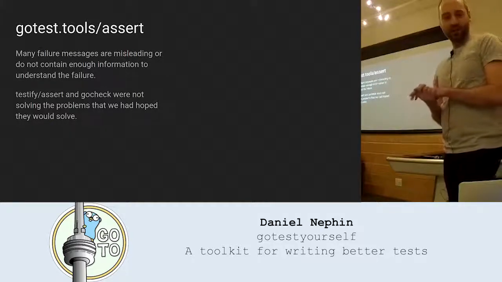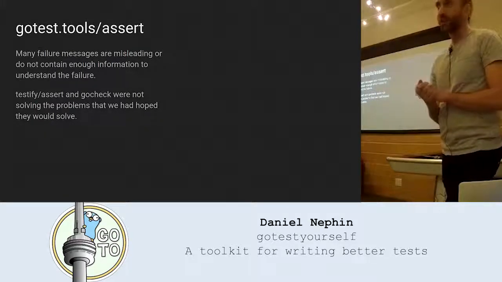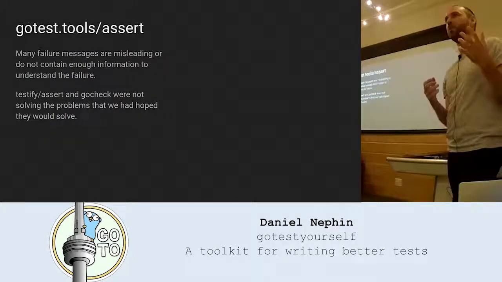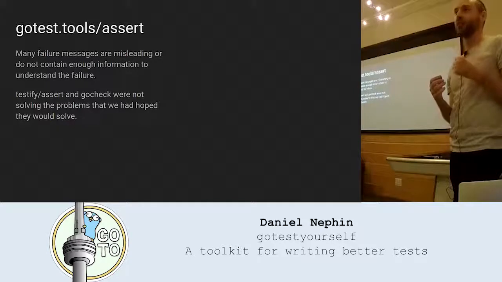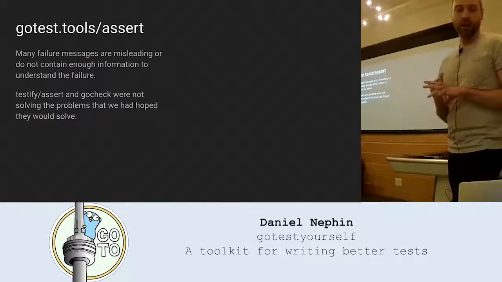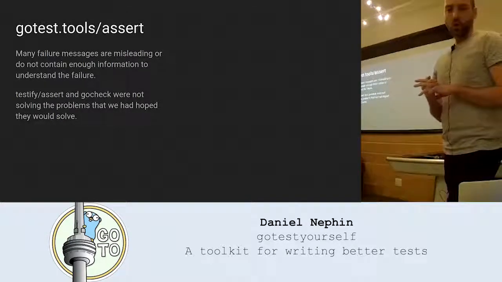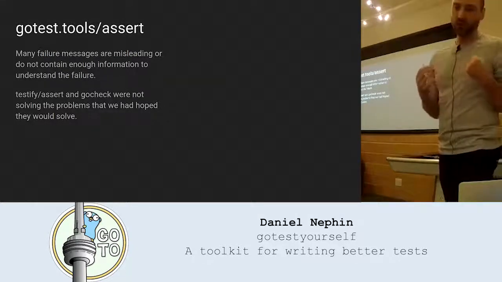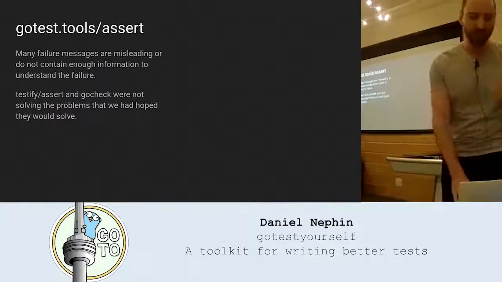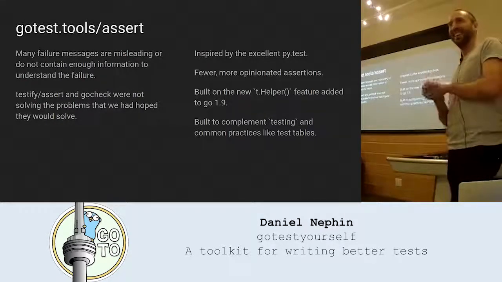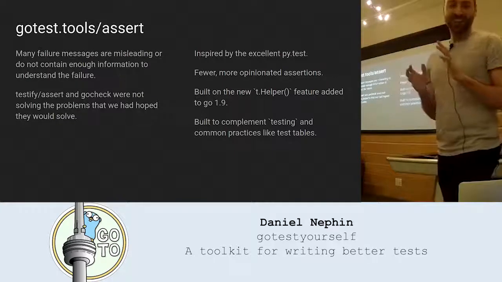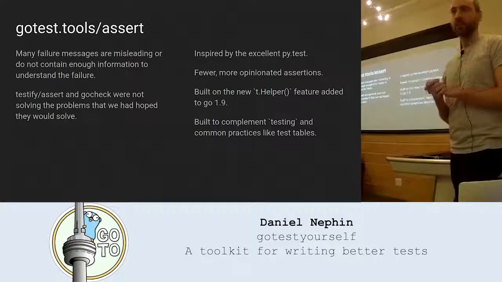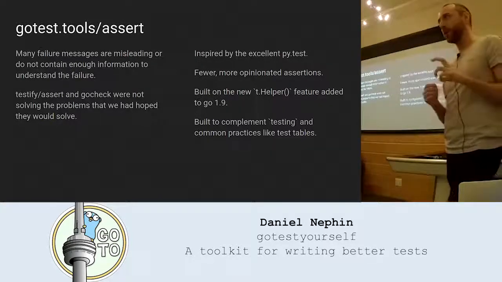The problem we encountered was that we were actually using two different assertion libraries. We were using both testify and gocheck in different test suites, and neither one of them was really providing the values that we hoped they would provide. I won't get into all of the details of the problems, but the solution that we came up with was, of course, to create a third package. So this package was heavily inspired by the PyTest framework. It was much, much smaller and a lot more opinionated.